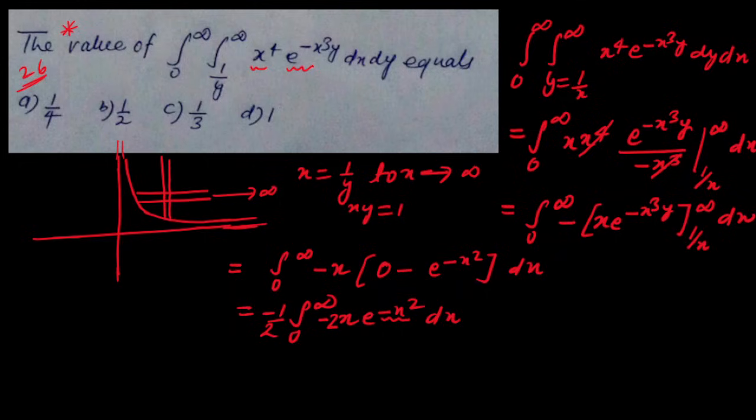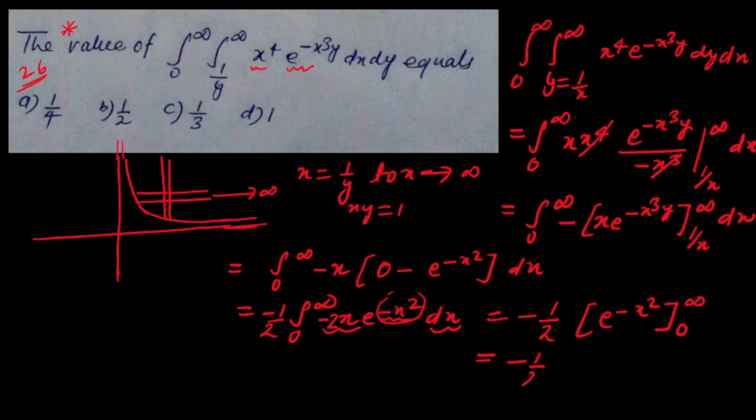Now e to the power minus x square, so this minus x square can be taken as u, and minus 2x dx we have du, so we have e to the power u du. So if I integrate it, I will get minus 1 by 2, and integration of e to the power u is e to the power u, that is e to the power minus x square. Limit is 0 to infinity.